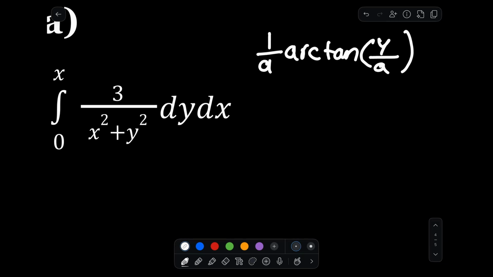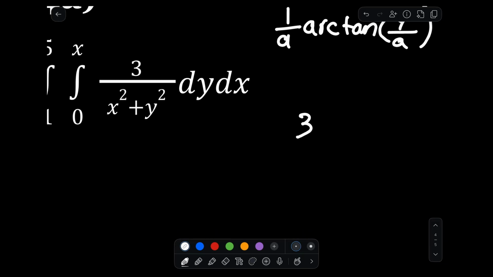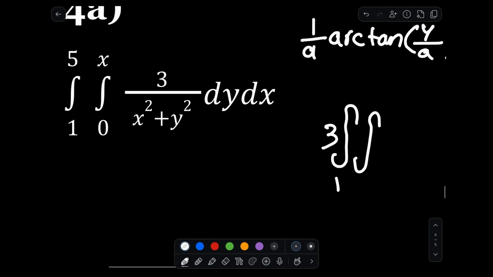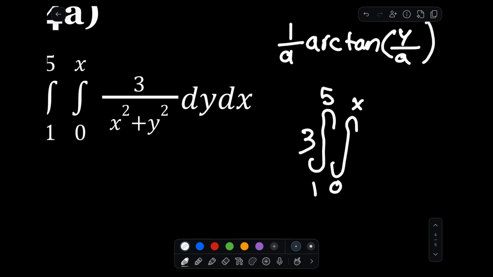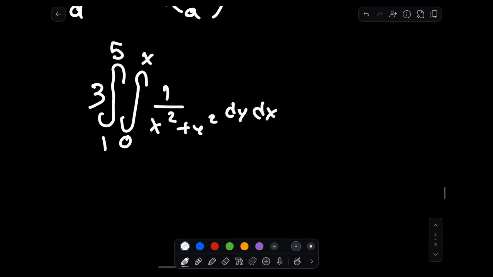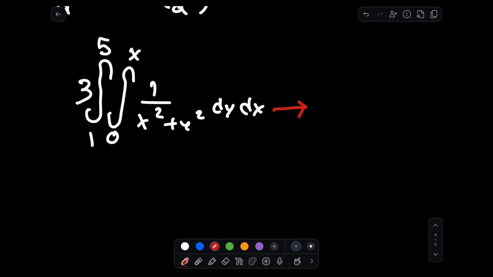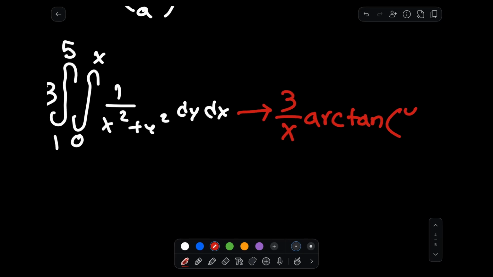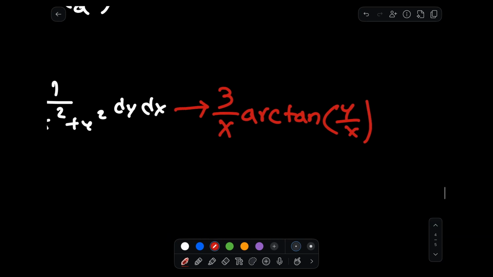And now we can just get rid of the 3 as it's a constant. Move that to the front. And then we get 1 over x squared plus y squared dy dx, right? In this case, we're going to get 3 over x arctan of y over x, because we're integrating with respect to y, right? And then we're going to evaluate this from 0 to x.